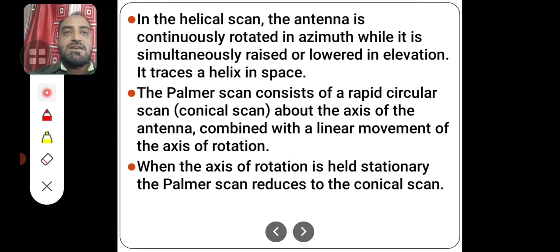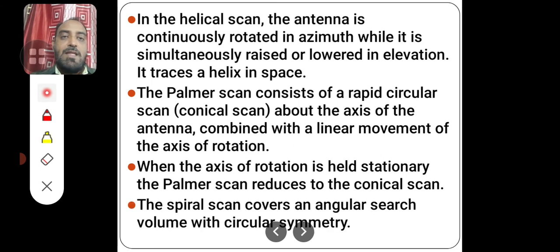In helical scan, the antenna is continuously rotated in azimuth while it is simultaneously raised and lowered in elevation. It takes the form of a helix in space. The second model is the Palmer scan, which consists of a rapid circular scan, something like a conical scan about the axis of the antenna, combined with a linear movement of the axis of rotation. When the axis of rotation is held stationary, the Palmer scan reduces to the conical scan, which is very simple logic.